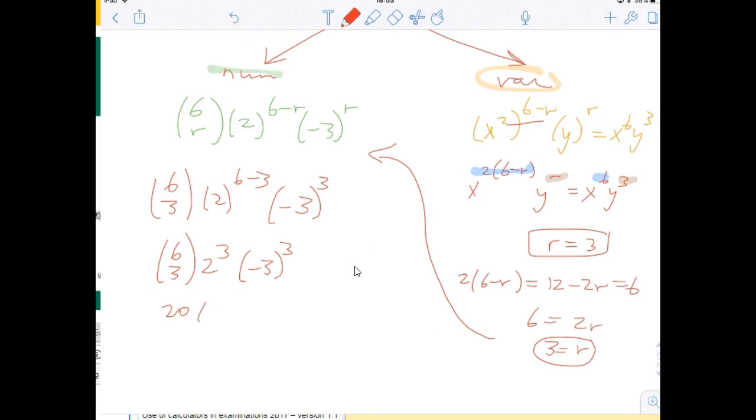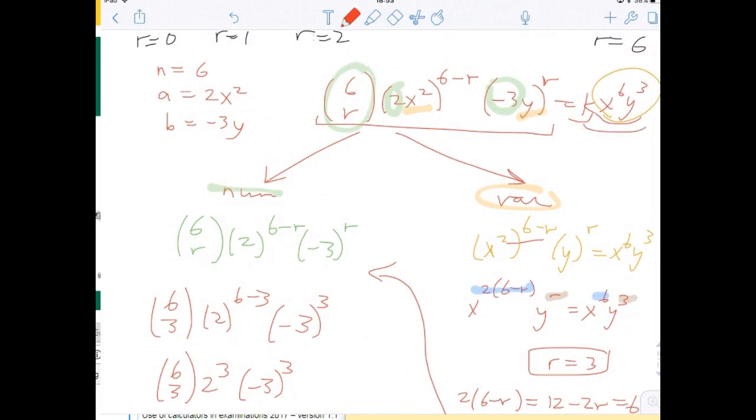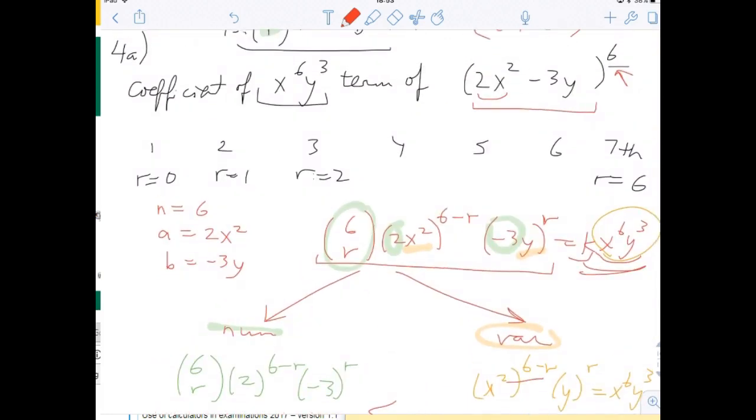2 cubed is 8, right? Because 2 times 2 times 2. And negative 3 times negative 3 times negative 3 is negative 27, right? So that would be, and I'm going to do this on the calculator offline, 20 times 8 is 160. 160 times 27 is 4320. Okay, so that is the coefficient for this problem. They wanted the coefficient of the x to the 6 y cubed term of this binomial.